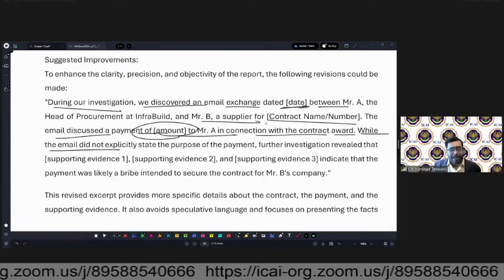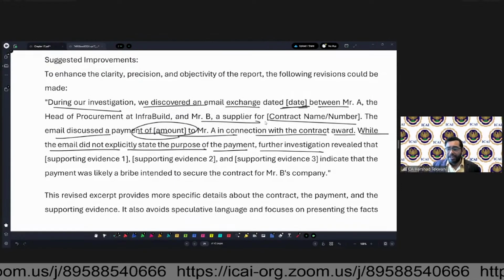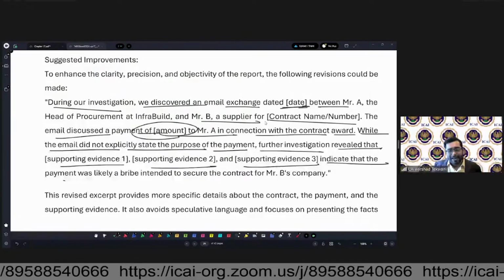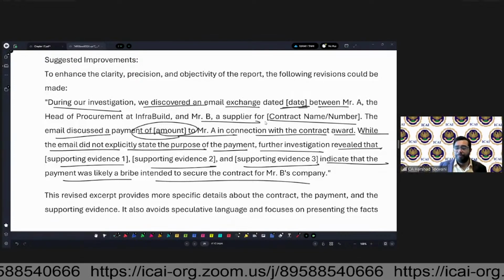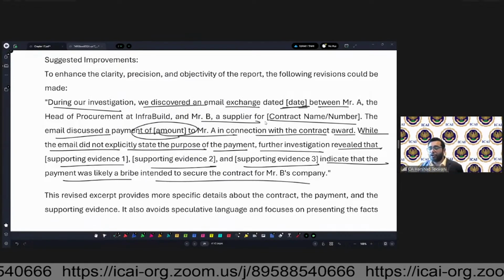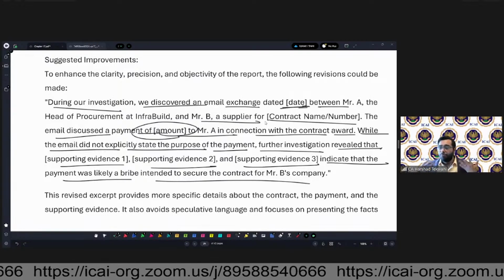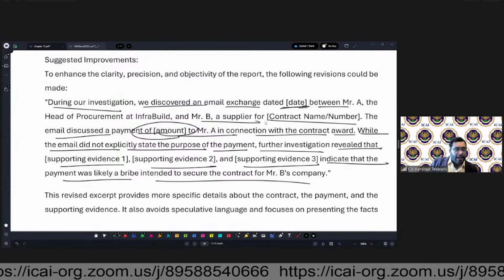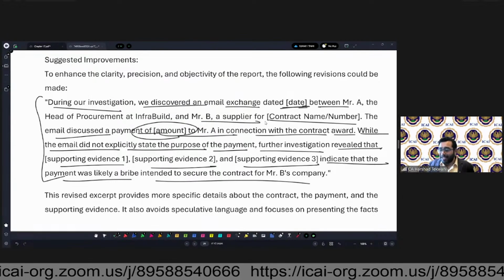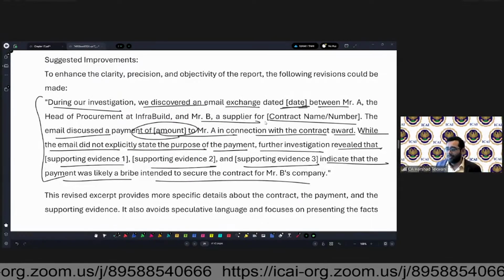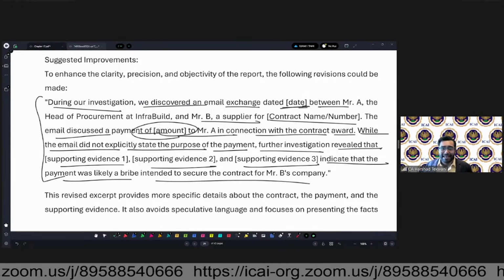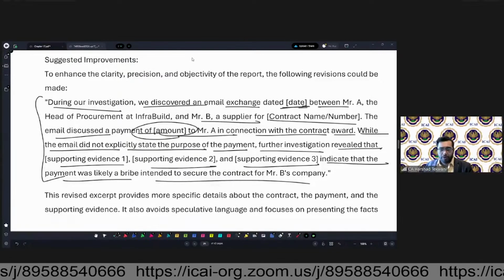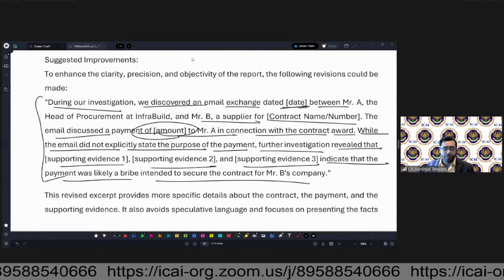While the email did not explicitly state the purpose of the payment, further investigation revealed that the supporting evidence 1, 2, and 3 indicated the payment was likely a bribe intended to secure the contract for B's company. This is how you need to redraft it, by including more details and providing more information so that it now supports the finding. It now supports the process. Clear? Any doubt with this? Any doubt?